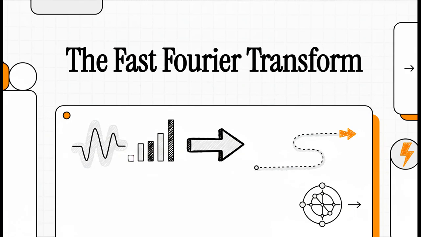All right, today we're diving into what might be one of the most important algorithms ever invented, the fast Fourier transform. And at its heart, it's really all about a clever shortcut, a discovery so powerful it literally shapes the digital world all around us. So let's get into it.